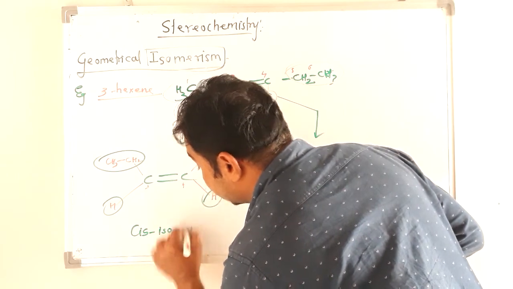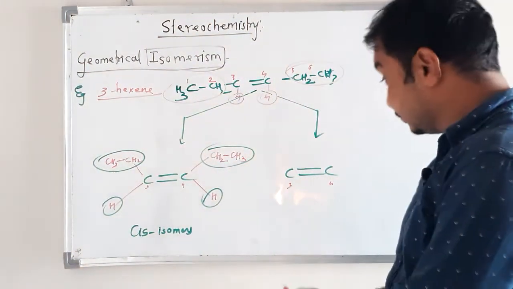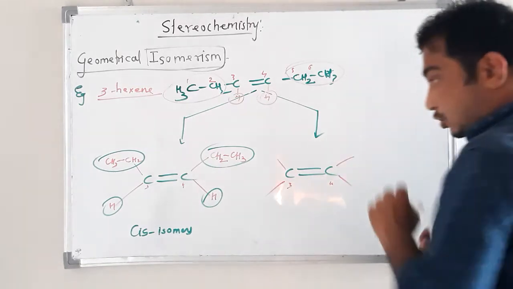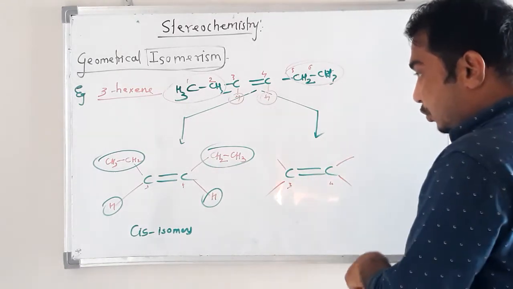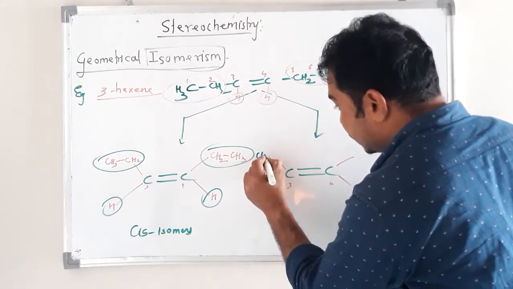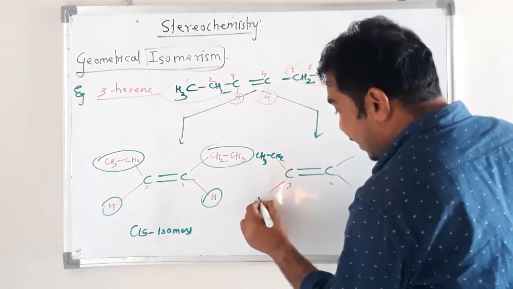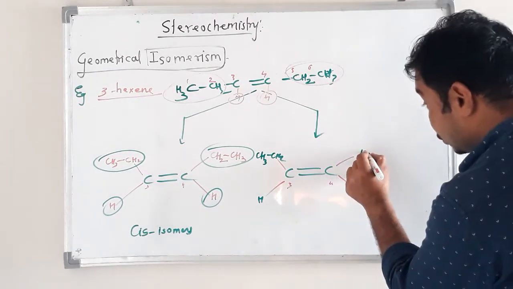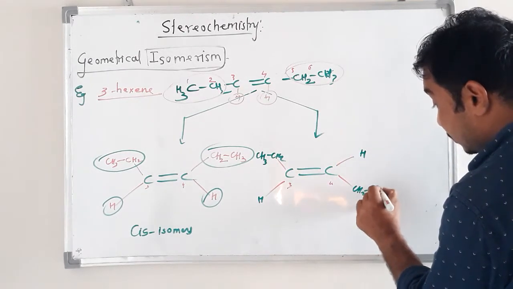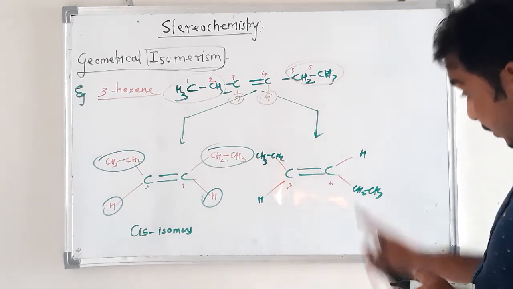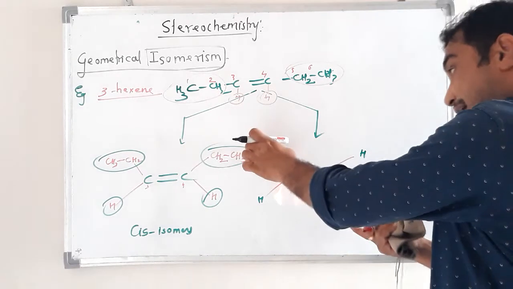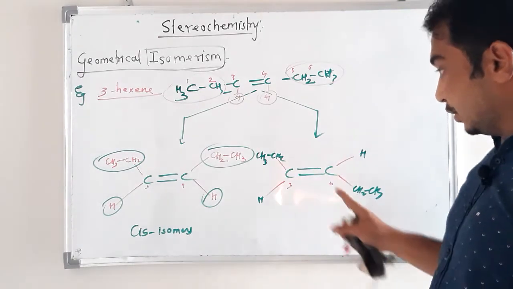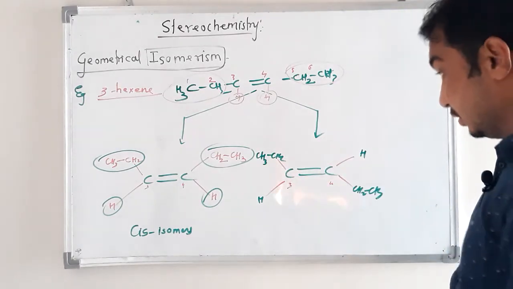That is called cis isomers. Now the second possibility: here, if we put the ethyl group (CH3, CH2) on top and hydrogen down on one carbon atom, and on the other carbon atom we put hydrogen on top and the ethyl group down, then what is the situation? In this structure, identical groups are present on opposite sides of the double bond.